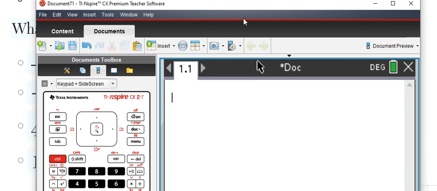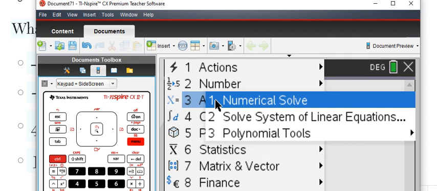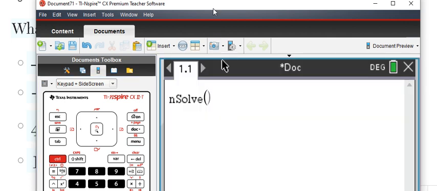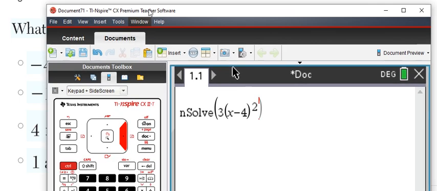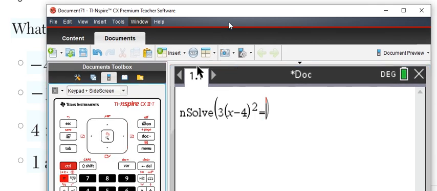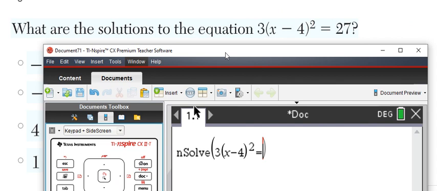Let's add a calculator page. And all I'm going to do is menu, algebra, numerical solve. I want to solve this as quickly and efficiently as possible. So inside the parentheses, I've got to put the entire equation. So 3, another parenthesis, x minus 4, close the parenthesis, quantity squared, the equal sign, which is by the control key. That's where my equal sign is, and then 27.